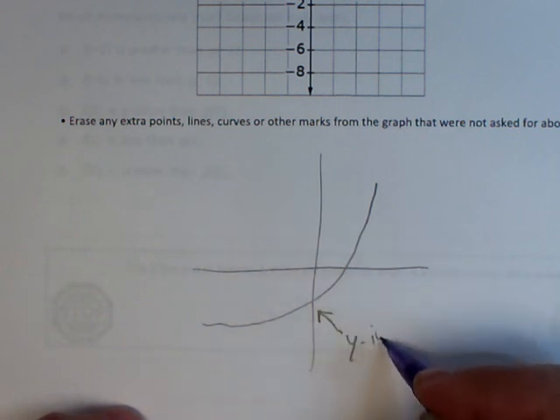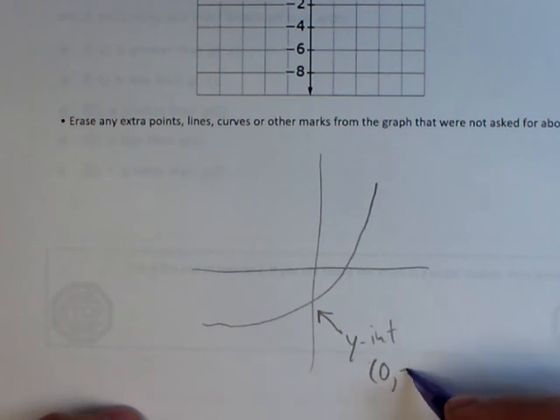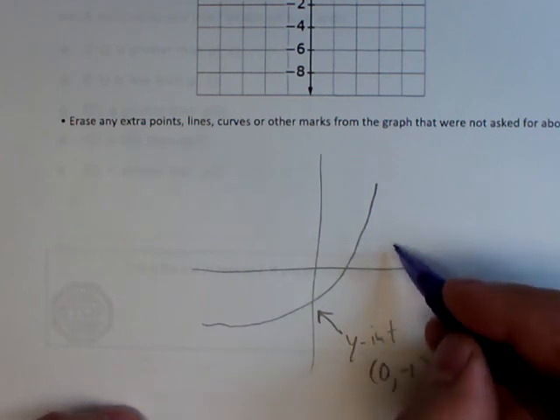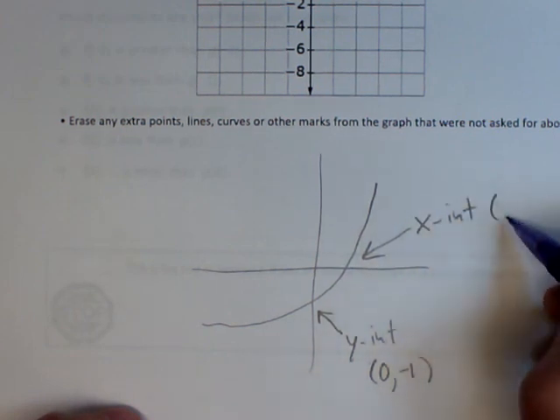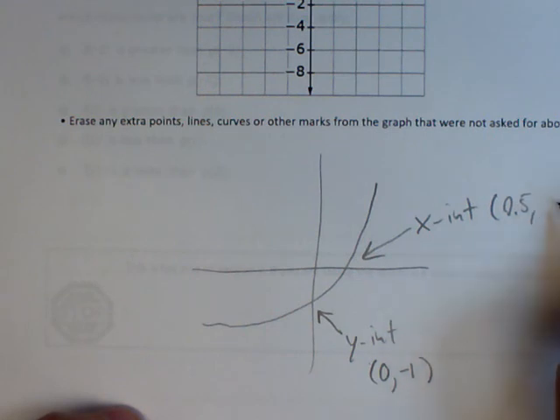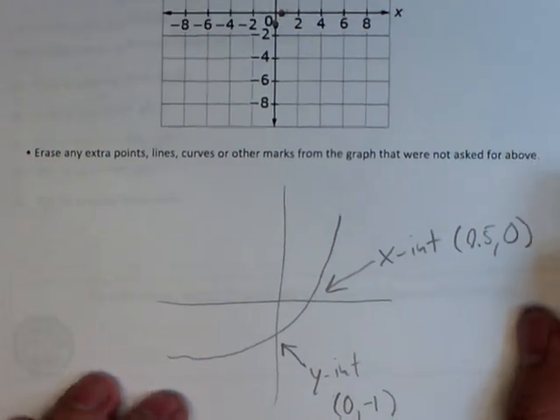y-intercept, 0, -1. x-intercept, 0.5, 0. And those are the points that I plotted up here.